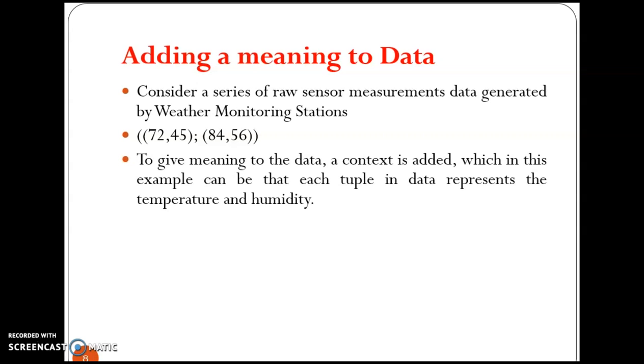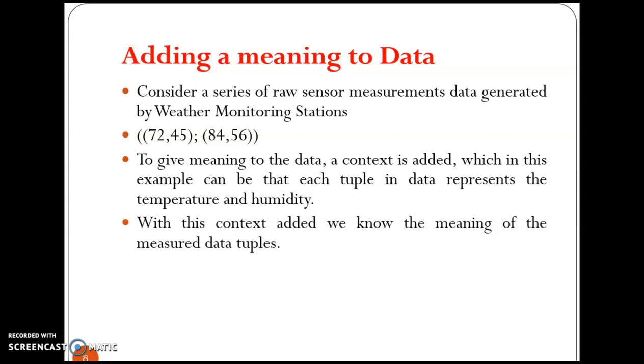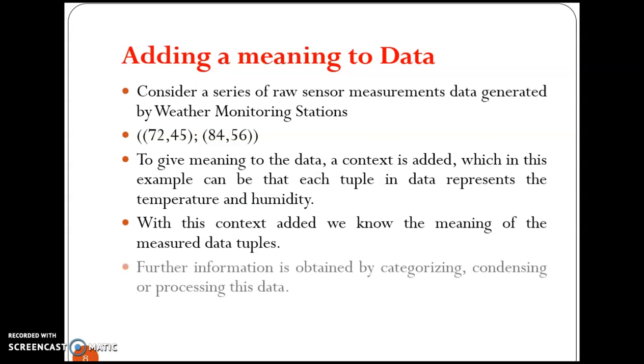To add meaning to the data, a context is added, which in this example can be that each tuple in the data represents the temperature and the humidity. So with this context added, we now know the meaning of the measured data tuples. Till that time, we cannot categorize or find out what the exact readings done by this weather monitoring station are.